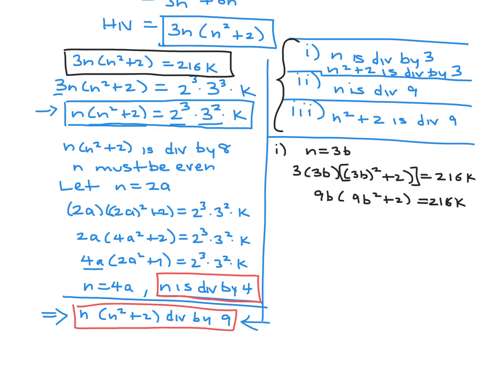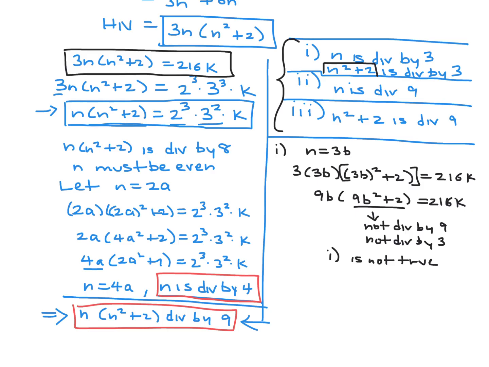Now, 9b squared plus 2, this guy is not divisible by 9 for obvious reasons. It's 2 more than a multiple of 9. So not divisible by 9. And therefore, if it's not divisible by 9, it's not divisible by 3 either. So that means that n squared plus 2 can't be divisible by 3. So therefore 1 is not true. You can't have both n divisible by 3 and n squared plus 2 divisible by 3.